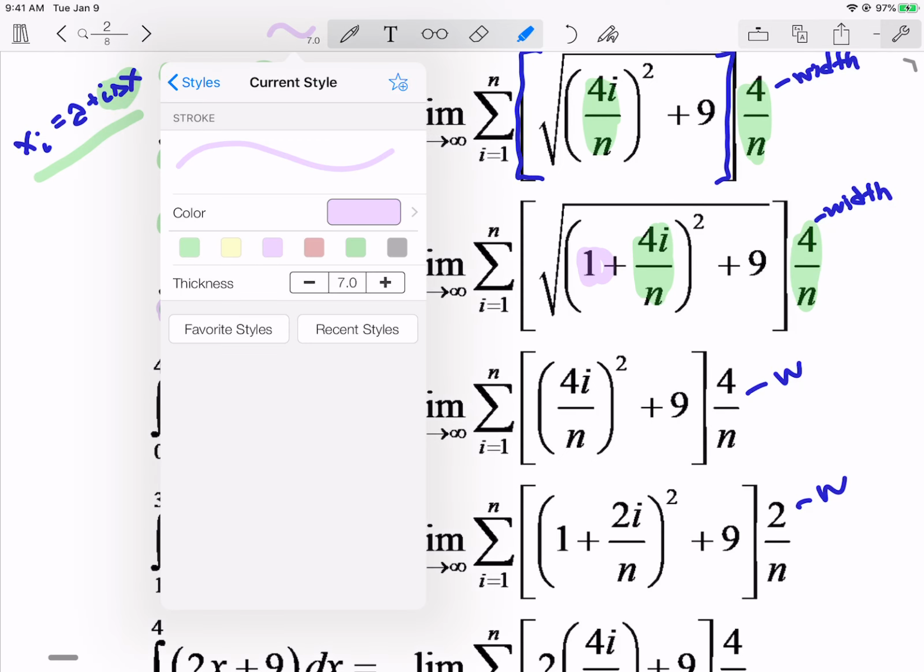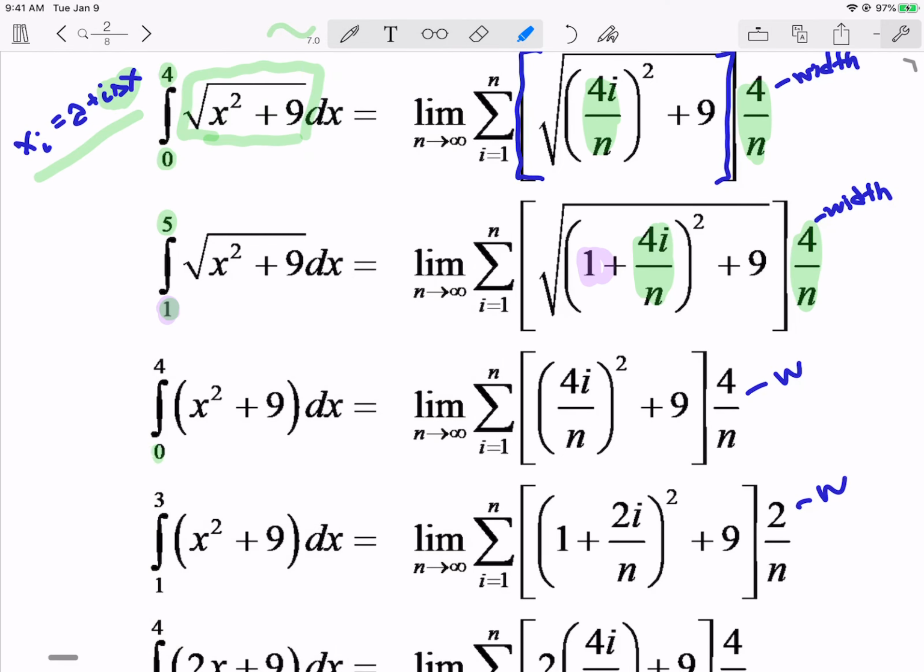So in this third one, you'll notice again we're going from 0 to 4, so every single thing is the same as that very first problem. The only thing that's changed is the function that we're integrating. We're no longer integrating the square root of x squared plus 9. It's just x squared plus 9. So you'll notice that the square root from the first two problems is no longer there.